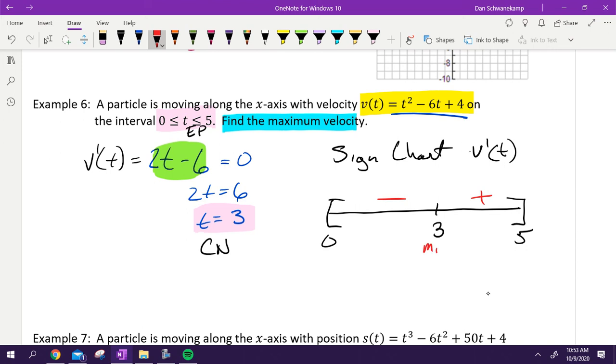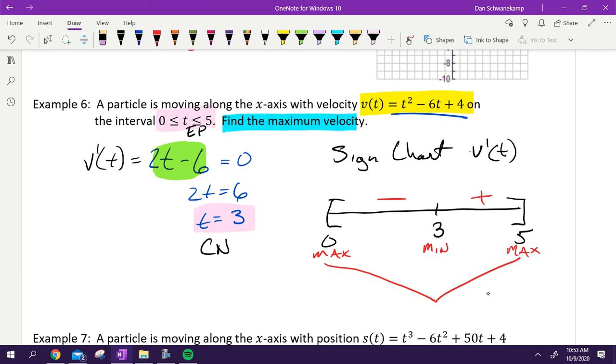3 is a minimum. Okay? It's going negative slope, positive slope. So where are the maximums happening here? At 0 and 5. Both of those are maximums. Look at that graph. This is a max, and that's a max. They're both maximums here. It's like you have 2 maxes in one class. Okay? They're both maximums in this case.